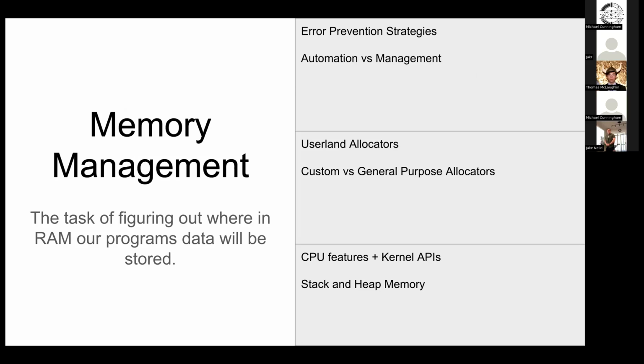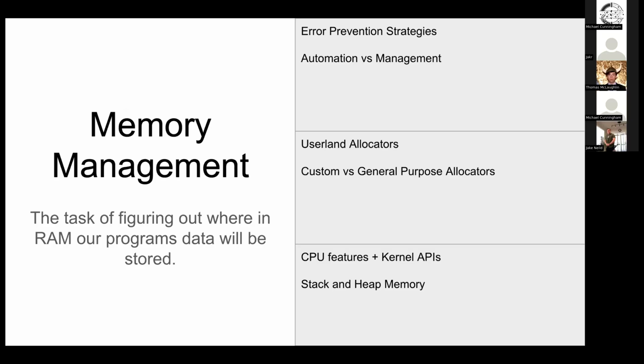The first level there is userland allocators. We have custom allocators, general purpose allocators, again, pros and cons. And then when we use those allocators, there are certain things we can't do with them that will cause errors. So then we go to error prevention strategies. And there are two schools of thought there, automation and management. We'll go through both of those.